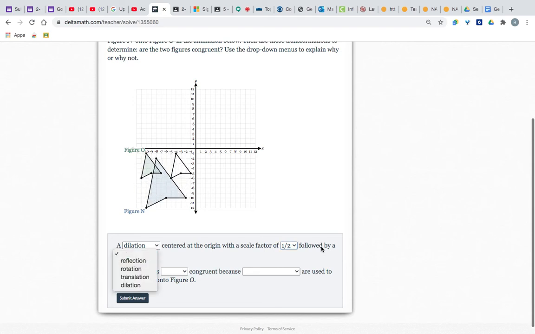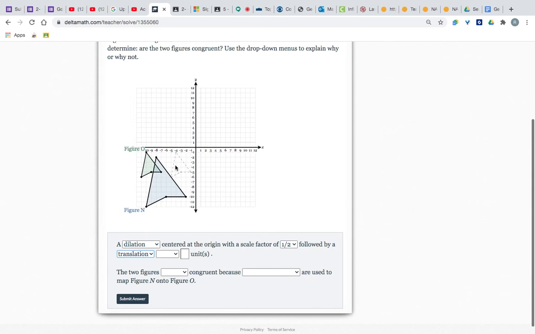These are going to get kind of tricky when it comes to the fractions, but you just have to take your time and figure out what you can multiply the point originally by to get to the new point. So if I multiply (-8, -2) by 1/2, it gives me (-4, -1). So just keep in mind, whatever your scale factor is, you multiply the original point and see if it gives you the second point. And then it's followed by a translation.